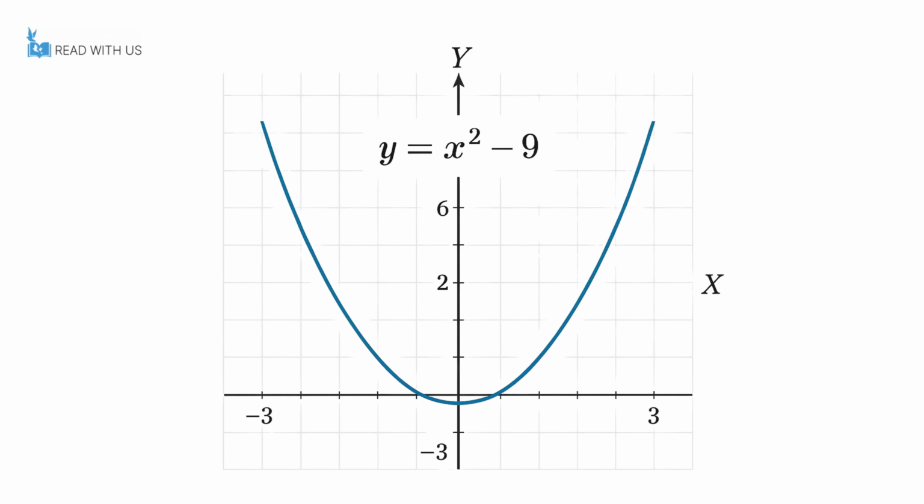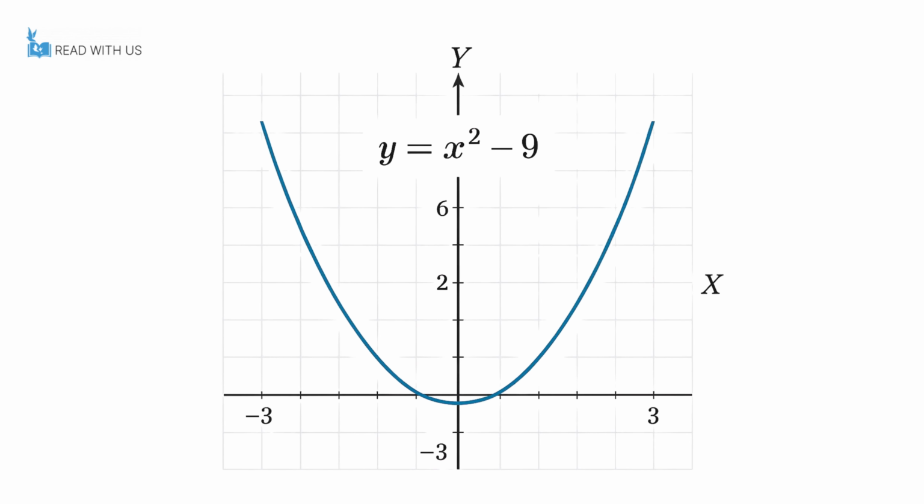To understand how to solve quadratic inequalities, we often start by comparing them with quadratic equations. Let's look at the graph of y equals x squared minus 9. This graph is a parabola opening upwards. It crosses the x-axis at x equals -3 and x equals +3. These 2 points are the solutions to the equation x squared minus 9 equals 0, because they are where y equals 0.